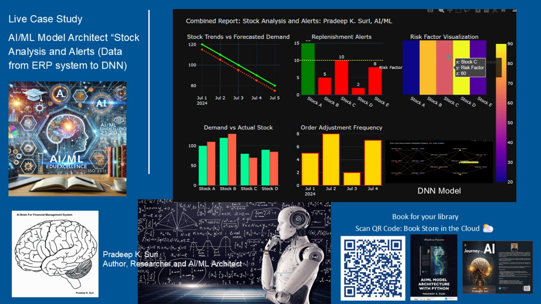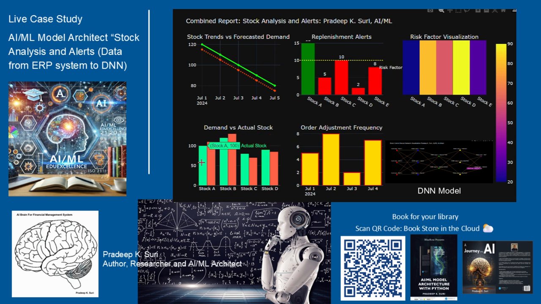Section 3, Risk Factor Visualization. Bar chart: this chart visualizes the risk factors associated with each stock. The color gradient represents the level of risk, with purple being the highest and yellow being the lowest.